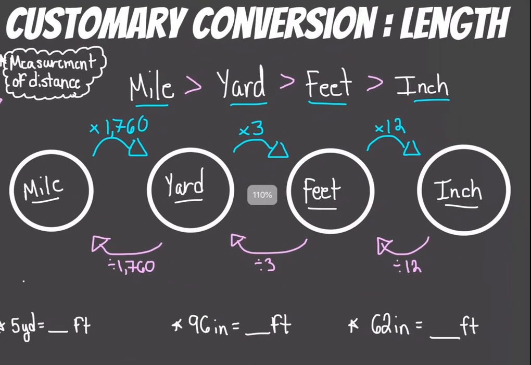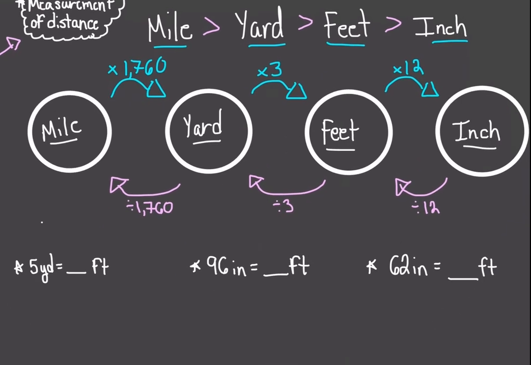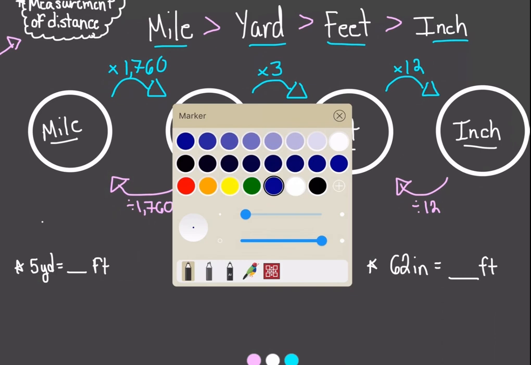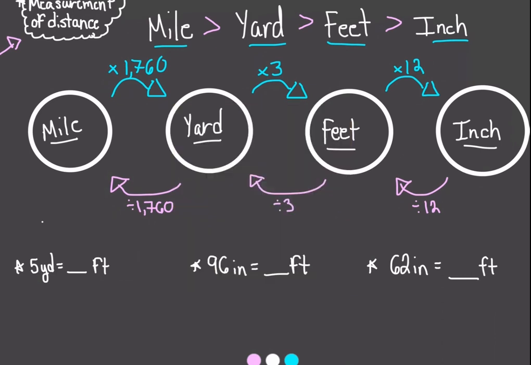And this flow chart is a good thing to screenshot, save, or write down, because it will be able to work through almost any customary conversion problem you have. Now here we have 3 problems. I'm going to walk you through what you would do to figure out each one. If I'm going from yards to feet, I'm going from here to here, and I have to follow the flow chart. Since I'm going from a bigger unit to a smaller unit, I would be multiplying by 3.